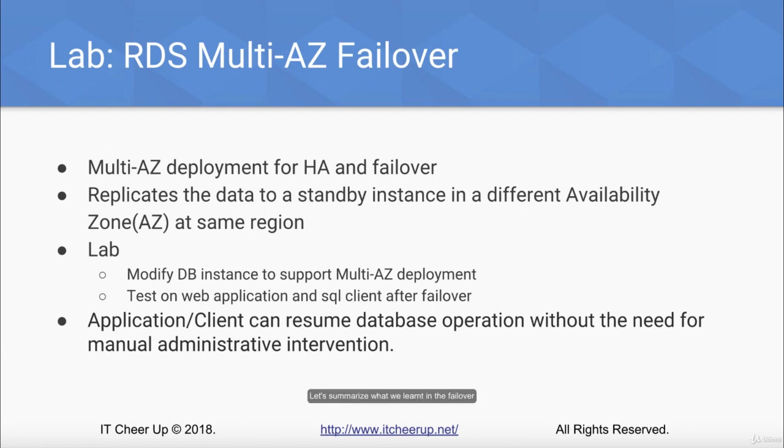Let's summarize what we learned in the failover simulation. In the case of an infrastructure failure, RDS performs an automatic failover to the standby, so that you can resume database operations as soon as the failover is completed. Since the endpoint for your DB instance remains the same after failover, your application or SQL client can resume database operations without the need for manual administrative intervention.